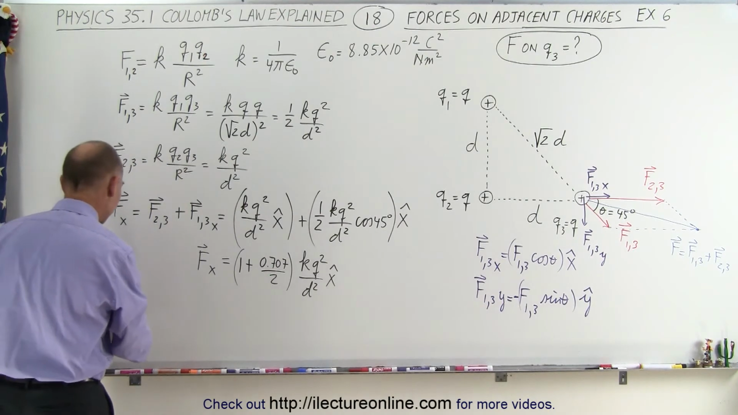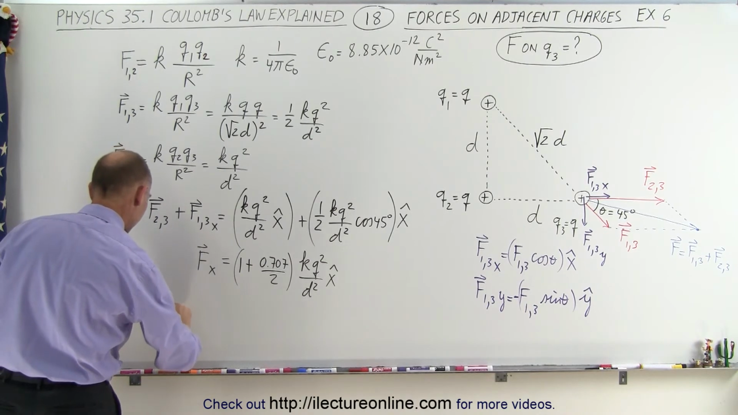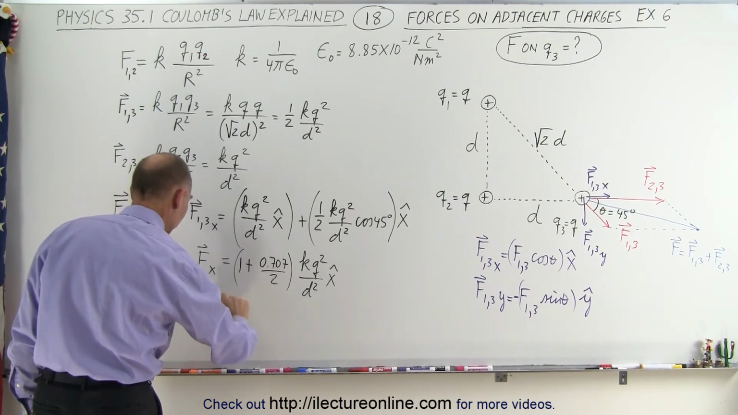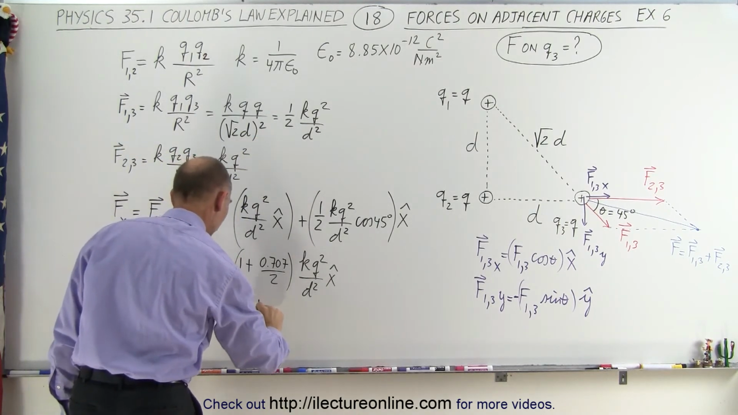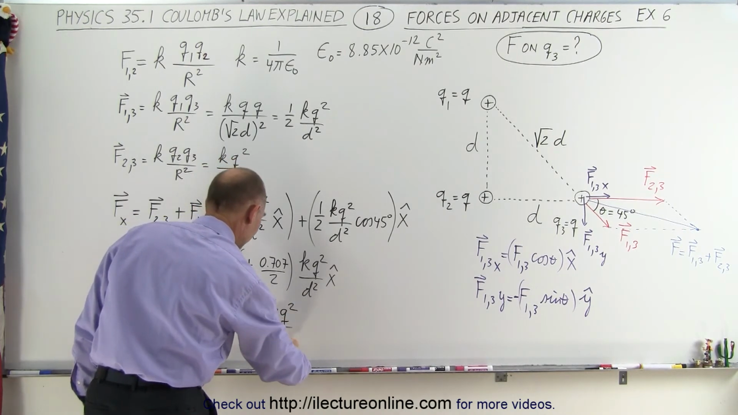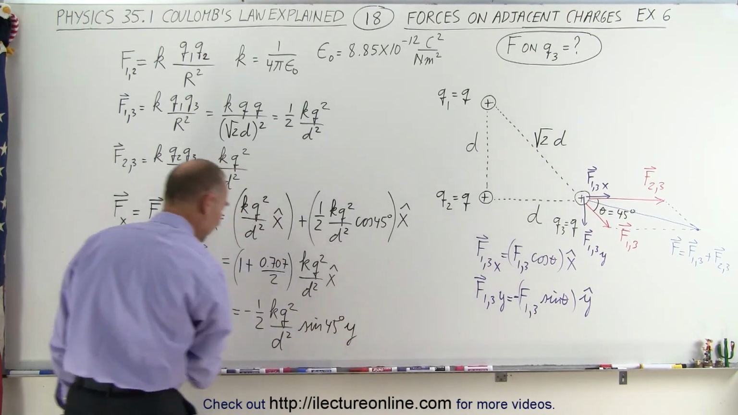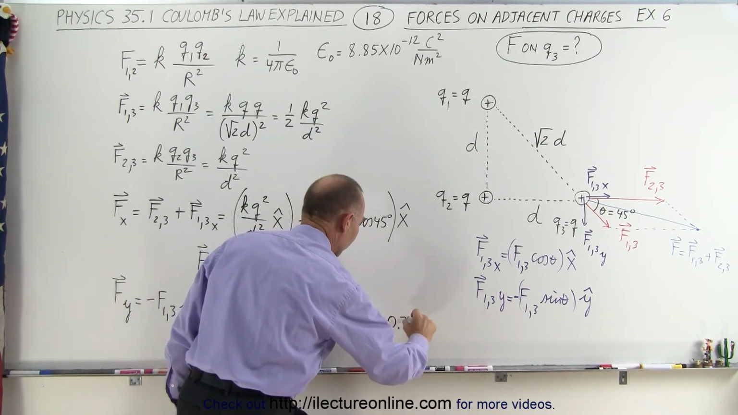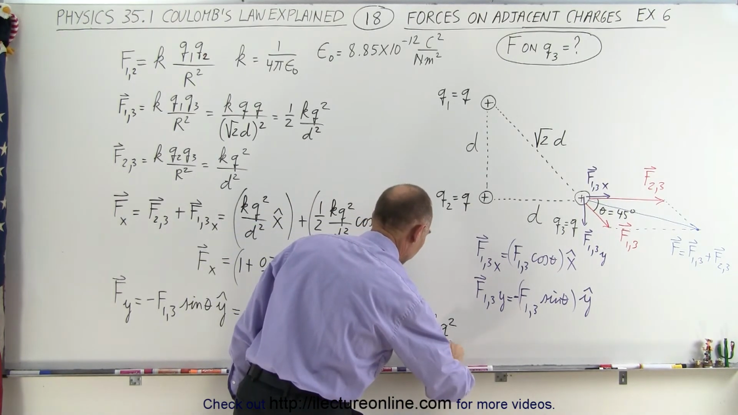So to find the final force in the y direction, that's equal to minus F13 times the sine of theta in the y direction. And F13, the magnitude that is right here, would be minus 1/2 times kq squared divided by d squared times the sine of 45 degrees in the y direction. And finally, combining that a little bit more, this is equal to minus 0.707 divided by 2 times kq squared over d squared.